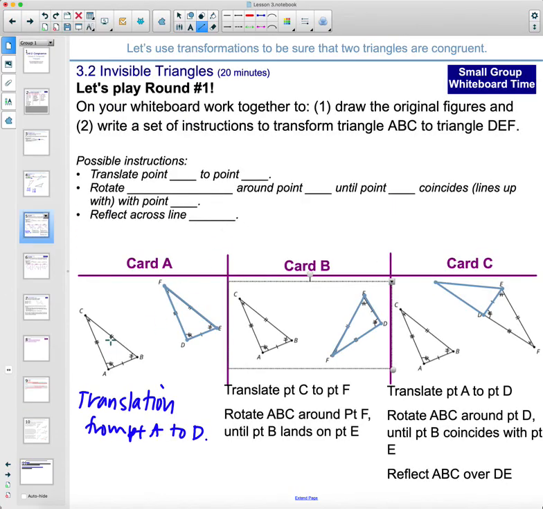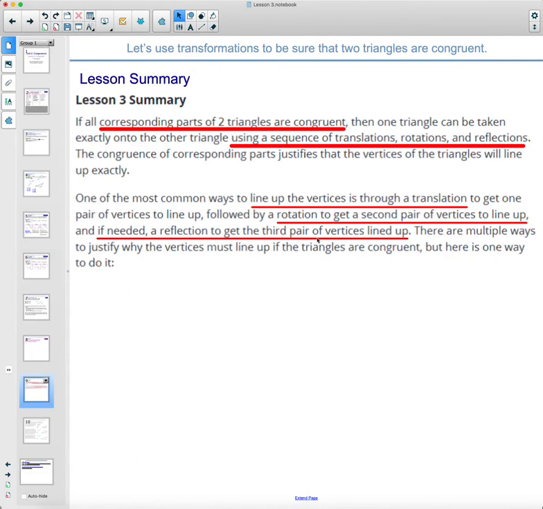So when we did these, the translation here landed it, right? So we just had to do a translation. Here, we had to do a translation and a rotation. Here, we had to do a translation, a rotation to get 2, and a reflection to get 3. Okay, so some combo of those will always get your corresponding parts as long as they're congruent to line up.